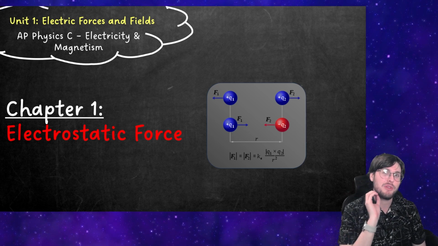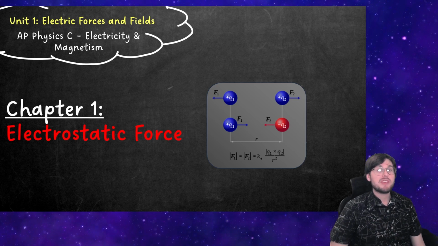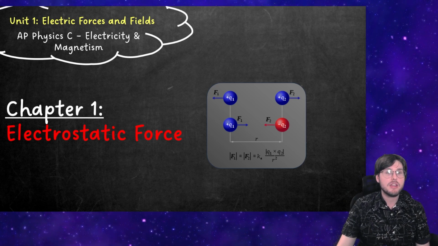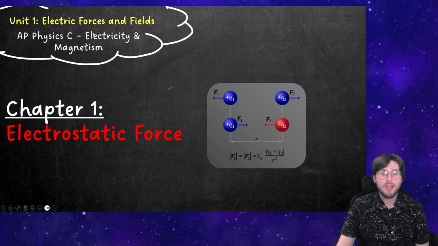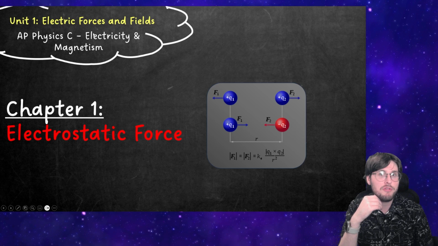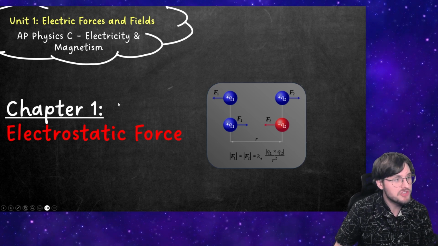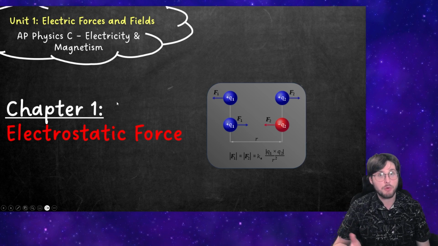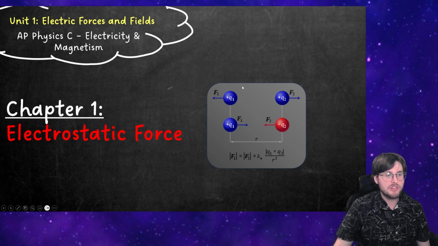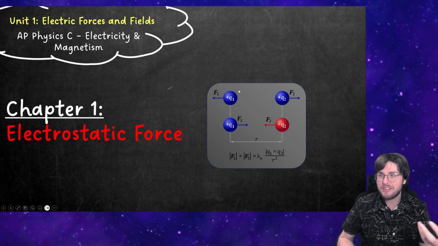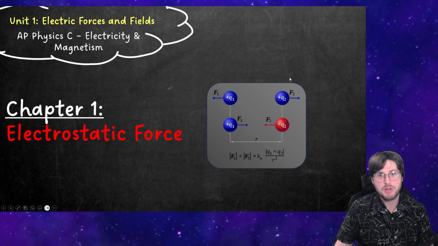I've last uploaded one on anything AP Physics C related. This is the first video in a series on the electricity and magnetism portion of AP Physics C, where in this first unit we are covering mostly electric forces and fields. So in this first chapter, I'm going to cover the electrostatic force, or the Coulomb force, depending on how you like to label it, which is basically characterizing the mutual force that charges tend to exert on each other, whether it be attractive or repulsive.